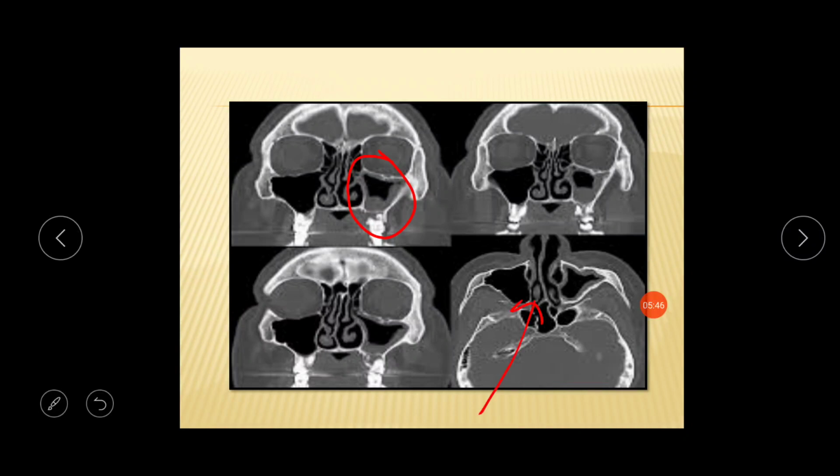This is the transverse cut of the maxilla, in which you can see the triangular pyramidal shaped maxillary sinus, and the base is formed by the lateral wall of nose, and apex is towards the zygomatic arch.